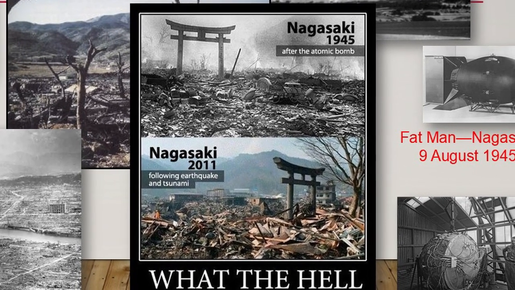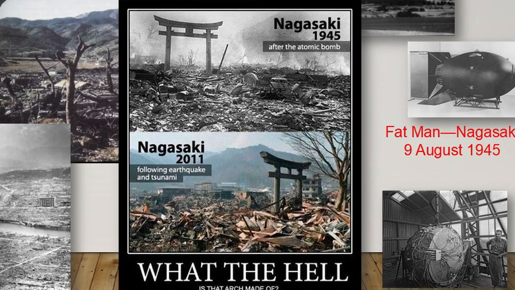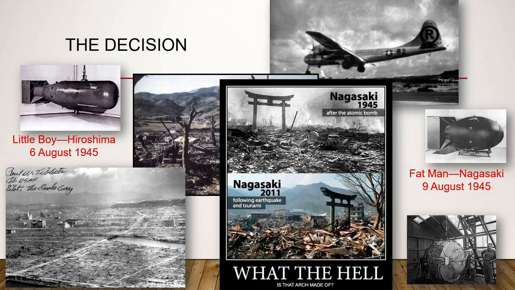Now, at this point, the emperor said, we have to swallow the bitter poison, we have to surrender. And at that point, a number of military officers attempted to overthrow the emperor so they could continue fighting.